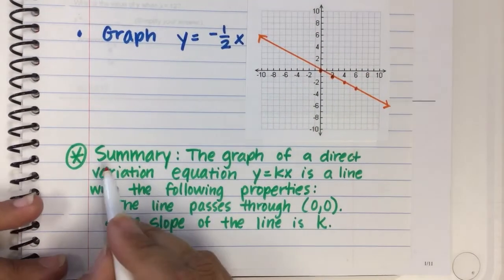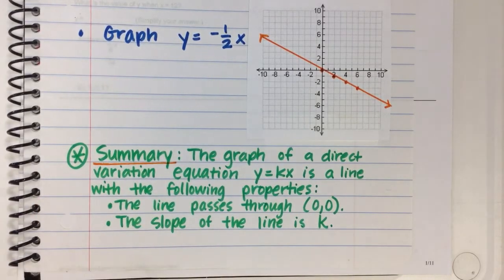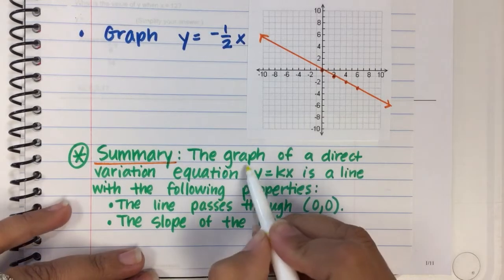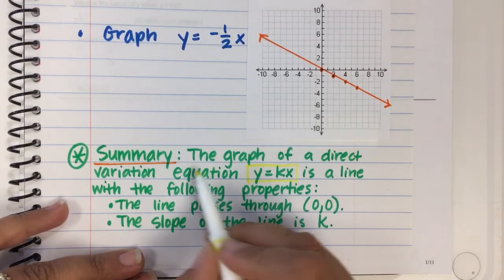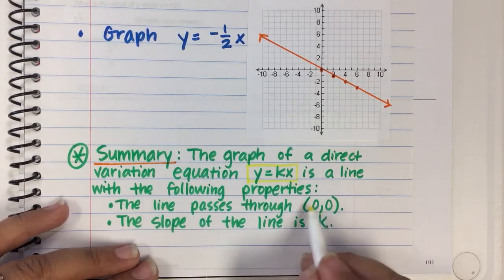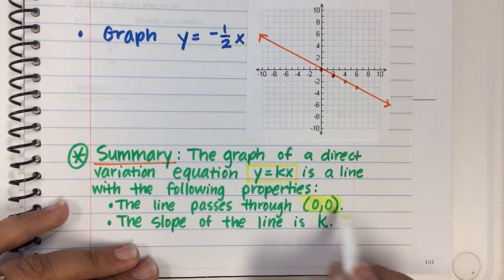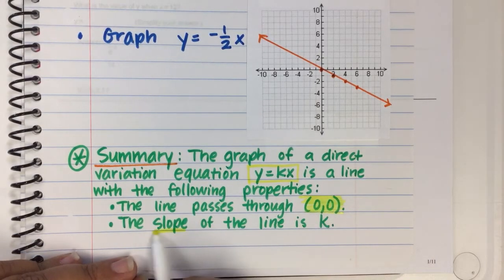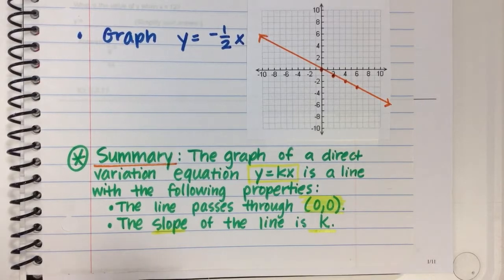All right, so in summary for direct variation, y is equal to kx, where k is your constant of variation. The graph of a direct variation equation y equals kx is a line with the following properties. It always passes through 0, 0, and the slope of the line is always k. So when you're graphing direct variation equations, you always start at 0, 0, and you use k, the coefficient of x, for your slope.